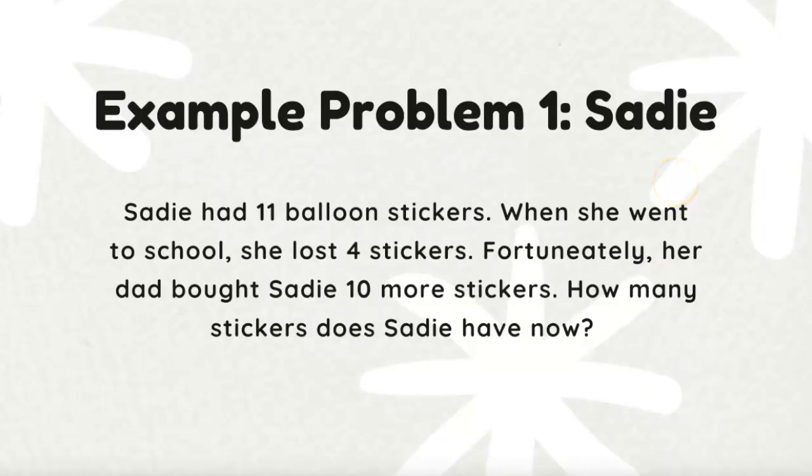Let's put all those steps together in an example problem. This is a problem about Sadie. Sadie had 11 balloon stickers. When she went to school, she lost 4 stickers. Fortunately, her dad bought Sadie 10 more stickers. How many stickers does Sadie have now?